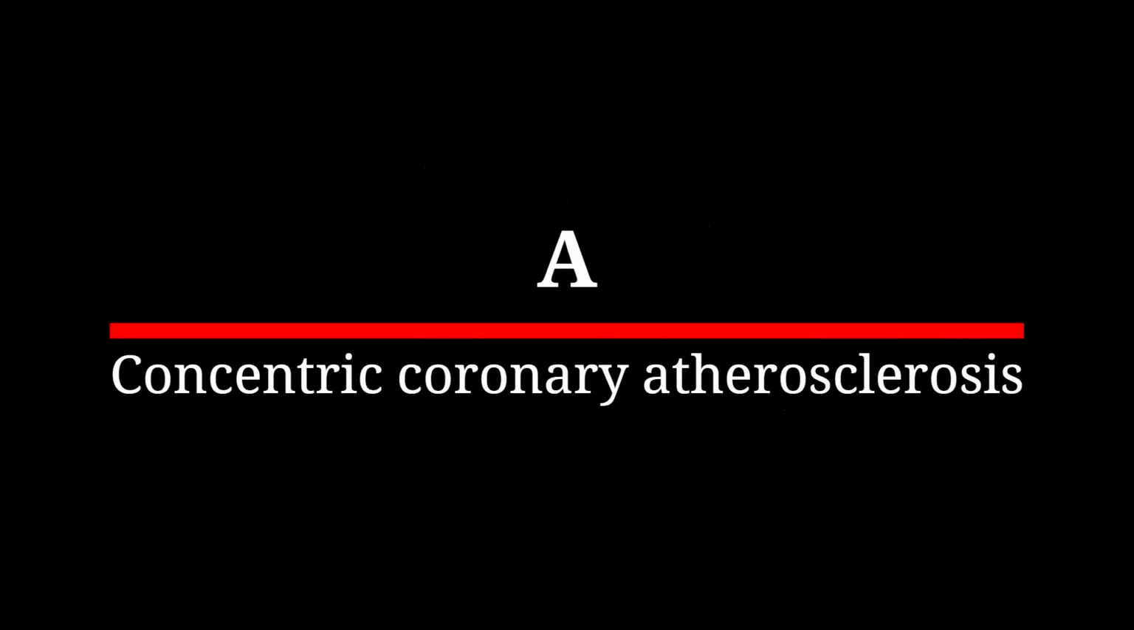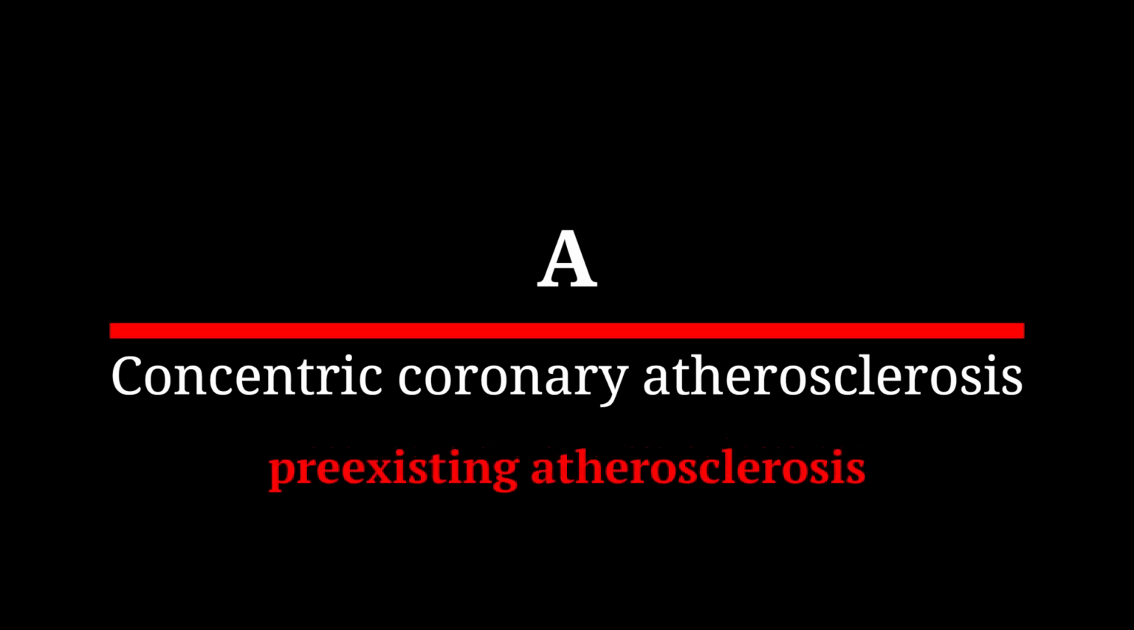Let's briefly discuss the other options. A. Concentric coronary atherosclerosis. Concentric coronary atherosclerosis found on angiography does not indicate rejection. In transplanted patients, finding atherosclerosis on angiography indicates that the donor heart had pre-existing atherosclerosis prior to the organ being harvested.